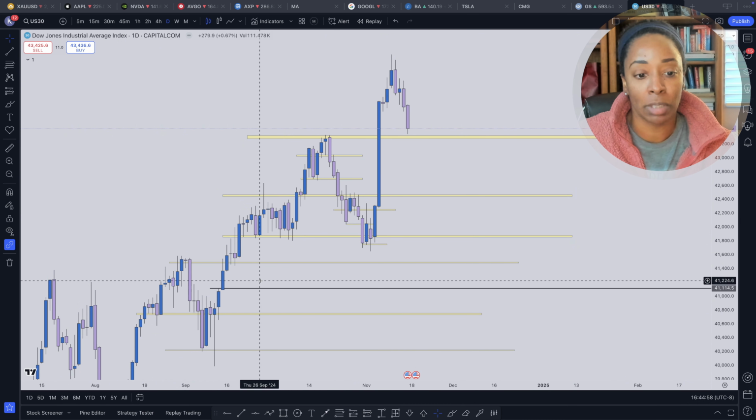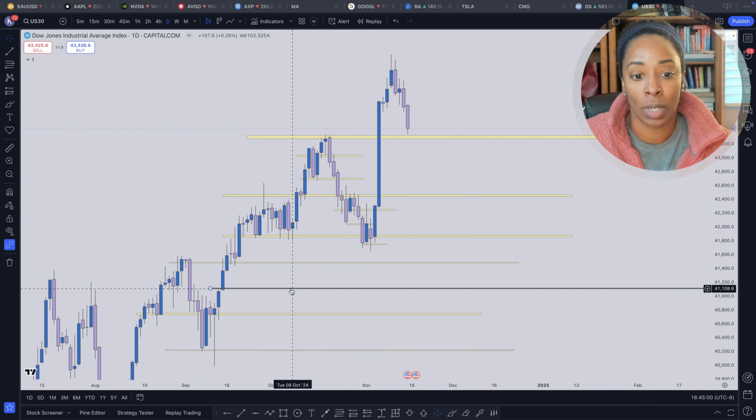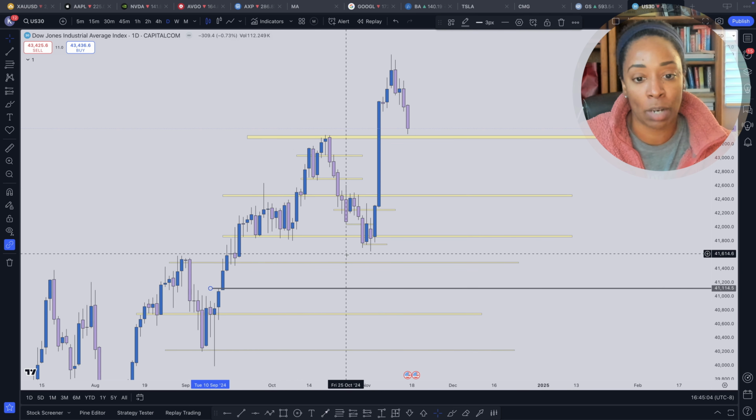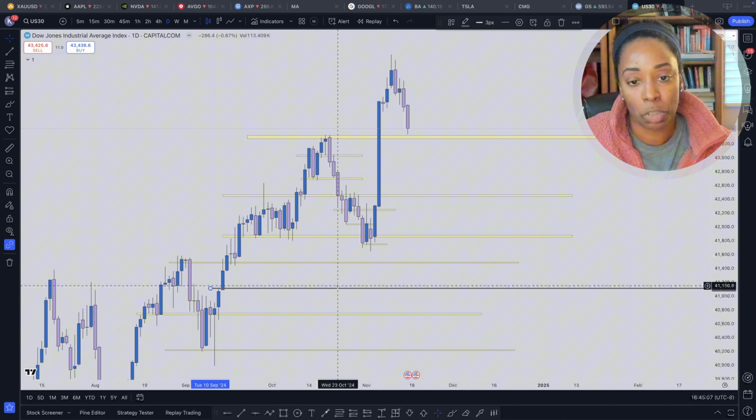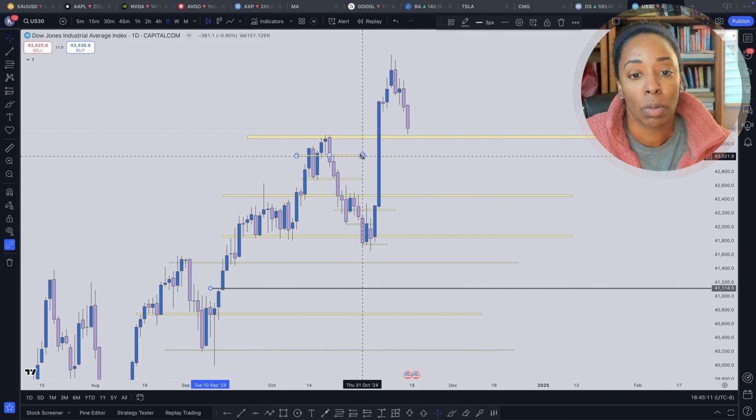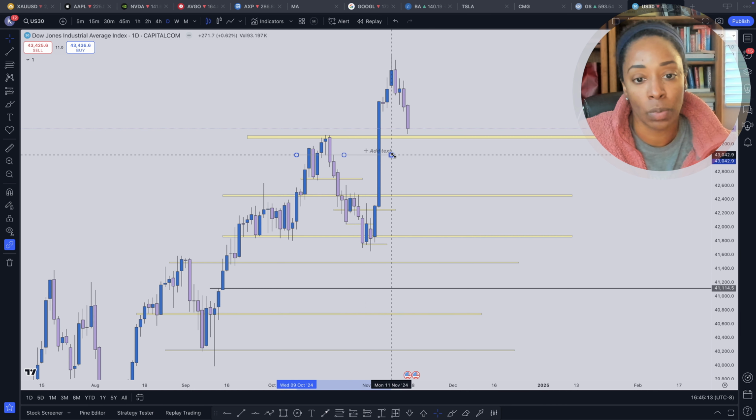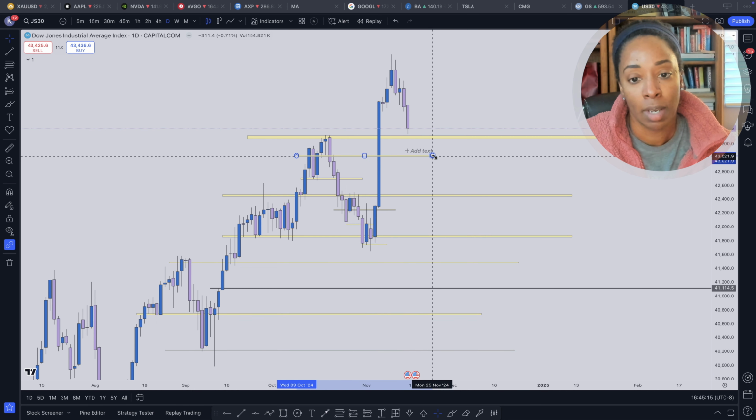Off the bat, I'm looking at a couple of things that I drew last week, and it's fine, but the price didn't come anywhere down here. So I could just leave those alone and not do anything with them. But one thing I do want to do is extend this line. And as you can see, we're on the daily chart.